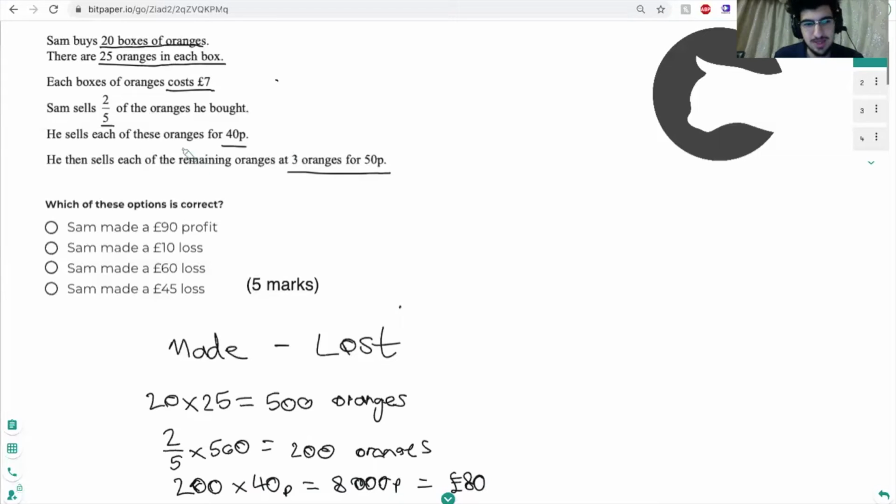But then Sam does make a bit more money because he sells each of the remaining oranges at 3 oranges for 50p. So if Sam had sold 200 oranges and there were 500 to begin with, there must be 300 oranges left.